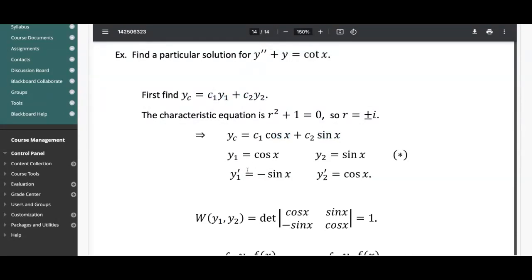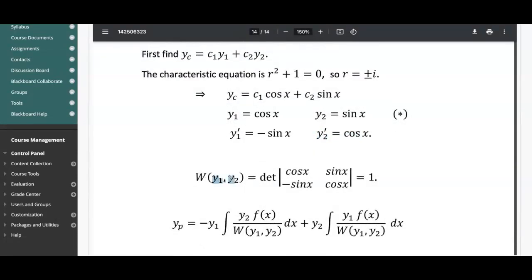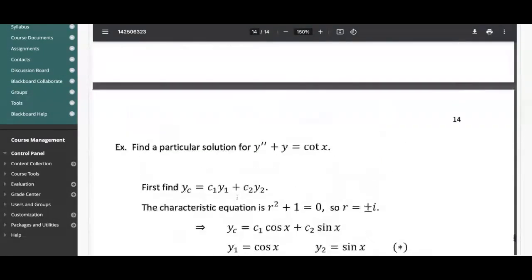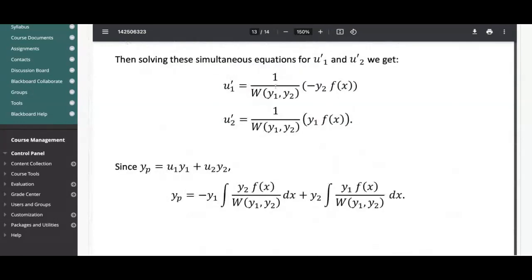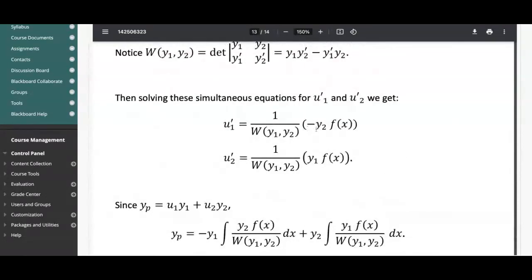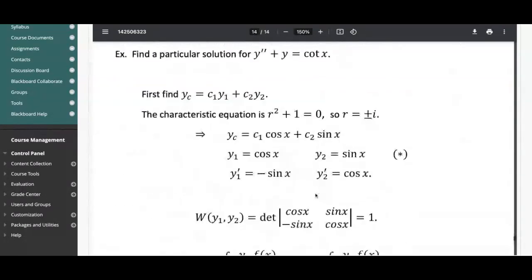Compare with this. So y1 prime is negative sine. y2 prime is cosine. Now let's calculate Wronski of y1, y2. This is cosine sine, negative sine, cosine. Cosine times cosine, cosine square minus negative sine square, that become plus. Cos square plus sine square, identity, that's 1. So Wronski, so we get 1 over, right? Think this way, 1 over 1, because Wronski is just 1. Just negative 2 f of x. Right?